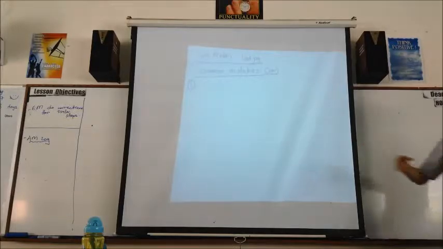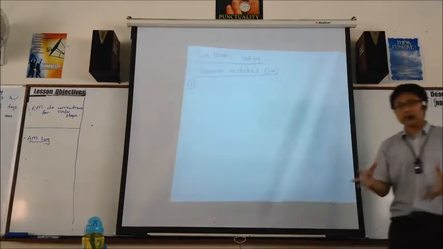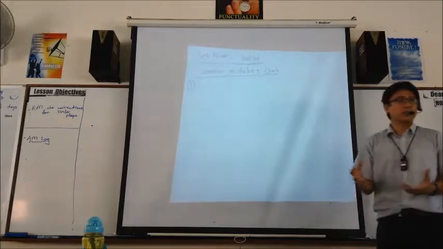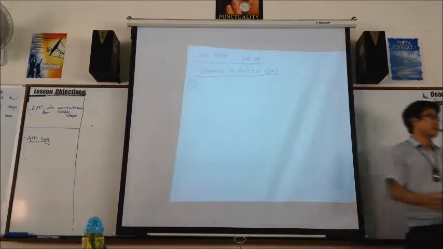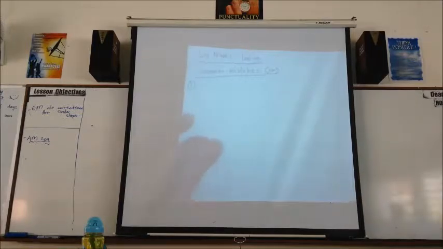In logarithm, you notice that after you learn all the tactics and all the skills, somehow you still cannot solve. Because it's linked to indices, and these are the mistakes that you must avoid. Write down the first one.